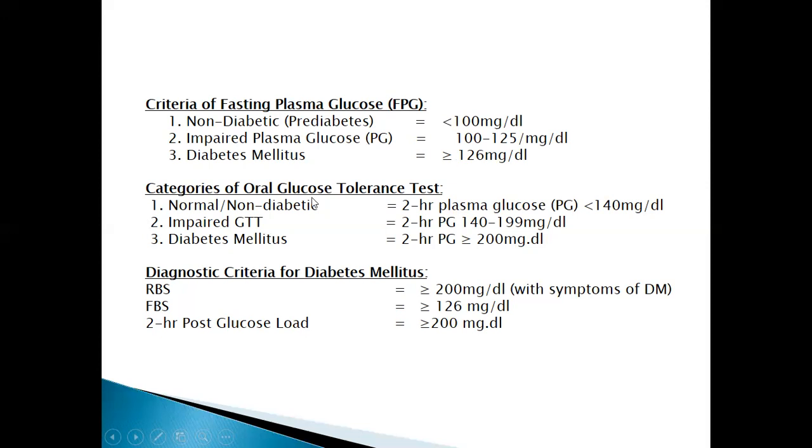The same goes with the oral glucose tolerance test. A level of 200 or more milligrams per dL is indicative of diabetes mellitus. Now, diagnostic criteria for diabetes mellitus are as follows. When using random blood sugar, the level must be 200 or more milligrams per dL with symptoms such as polyuria, polyphagia, and polydipsia. Again, for FBS, 126 or more, and for OGTT, 200 milligrams or more.